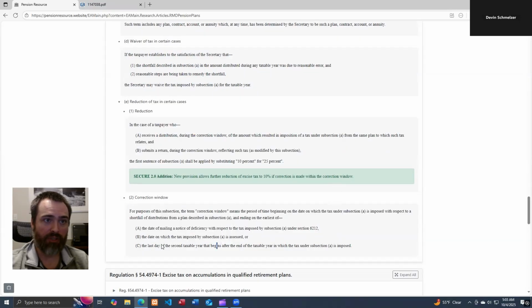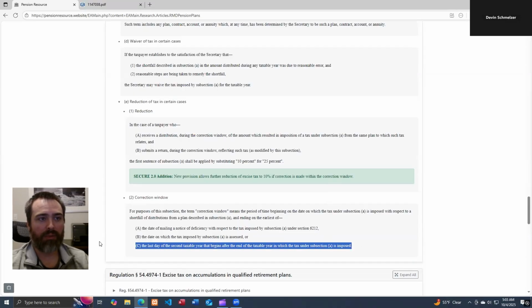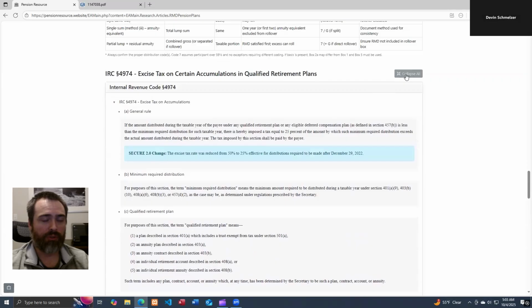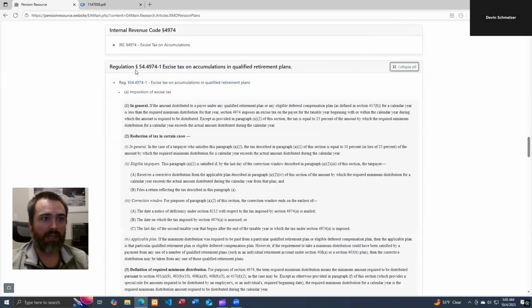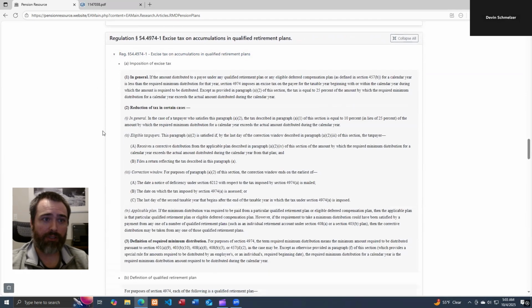As with any code section, it's best to look at any regulation to see how to apply the code, for the rules the Treasury and IRS have published. 54.4974-1 is basically a brand new regulation. Before, there was -2 for qualified retirement plans, but the -1 and -2 regs were combined, effective for years starting 2025.